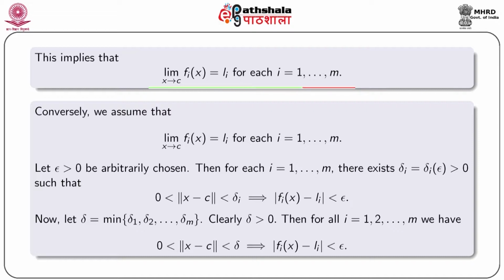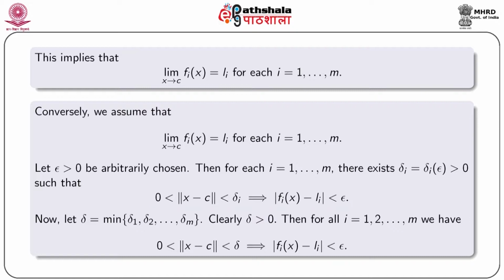Now, we are going to the other part. Conversely, we assume that the limit of fi(x) as x tends to c equals Li, and this holds for every possible value of i. We shall prove that the limit of f(x) as x tends to c equals L. Let epsilon positive be arbitrarily chosen. Then for each i equal to 1 to m, we can find m many deltai's, dependent on epsilon and positive, such that whenever 0 < norm of x minus c < deltai, we have modulus of fi(x) minus Li less than epsilon.